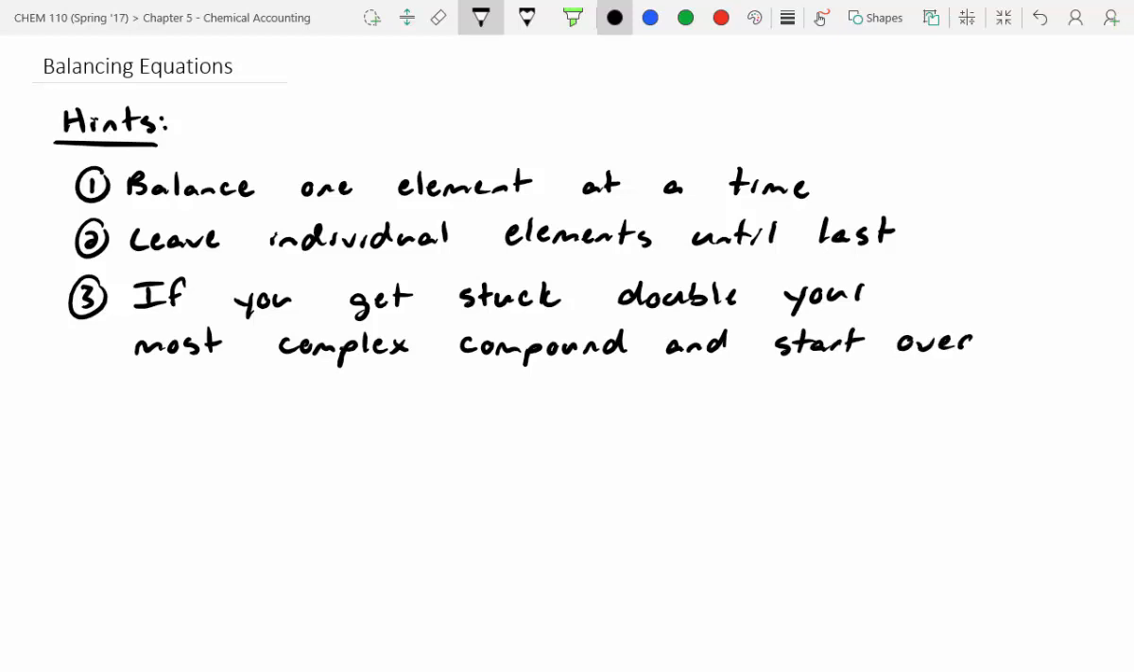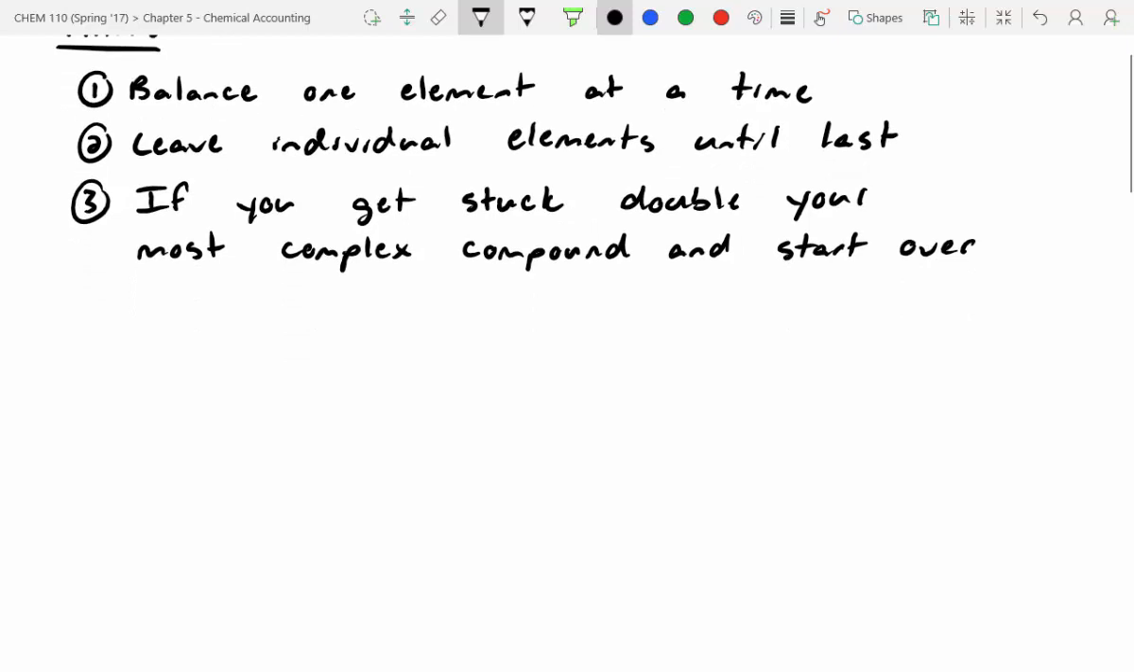I got to be perfectly honest with you, when you're at your earliest stages with this, it's a lot of guessing and checking, and you may have to go back and erase things and start over again, but that's perfectly fine. Let's take an example.